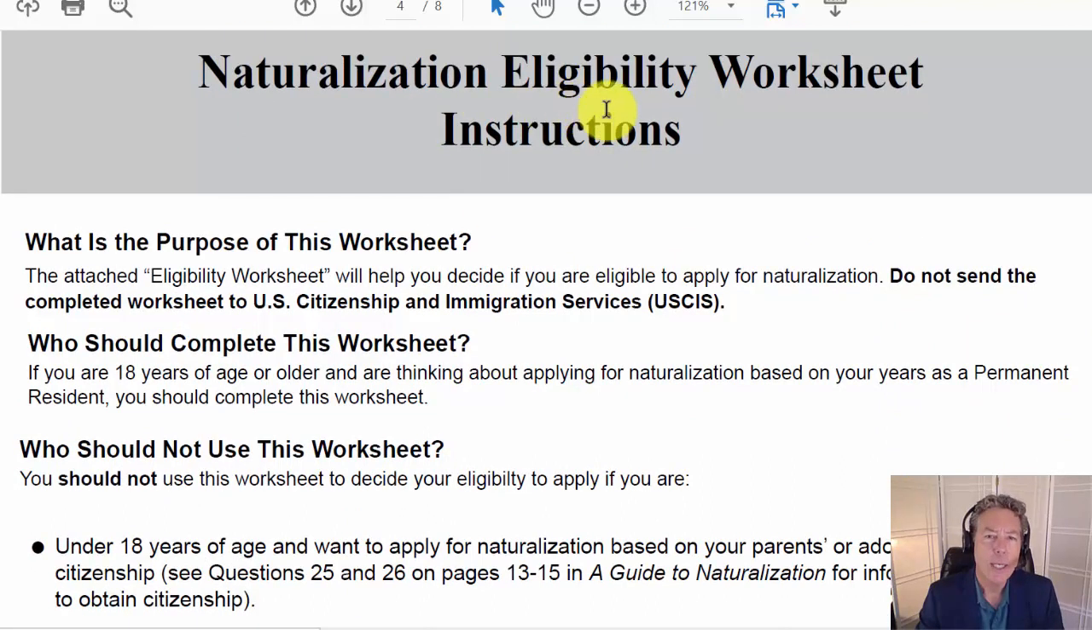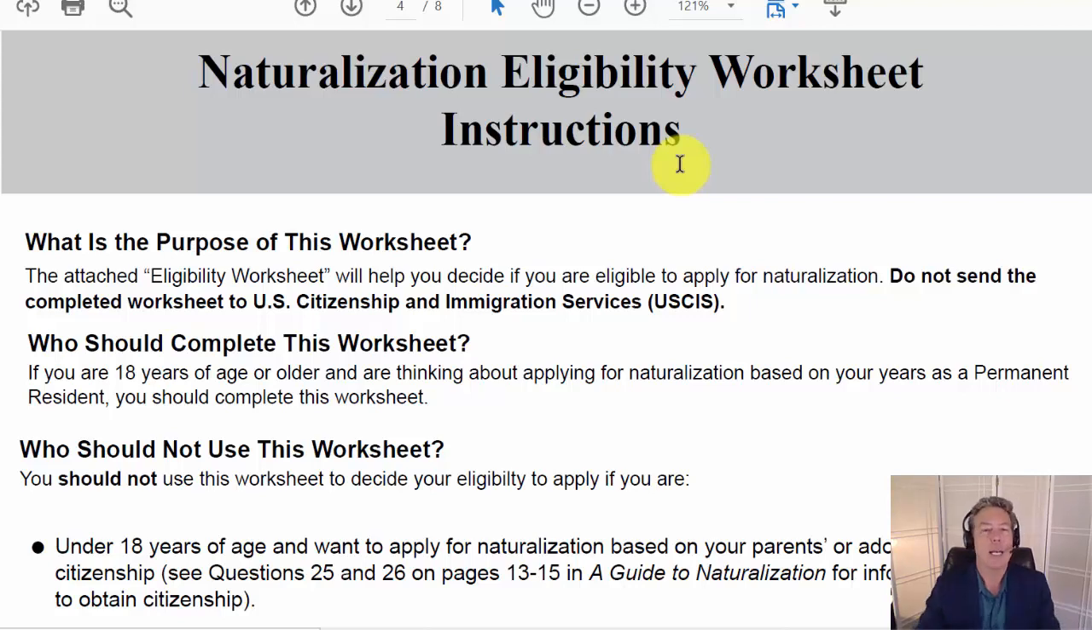Now, the naturalization eligibility worksheet instructions. Look, if you don't qualify, don't fill out the form. Don't do it. Or if there's a question around it, talk to a lawyer around your eligibility.